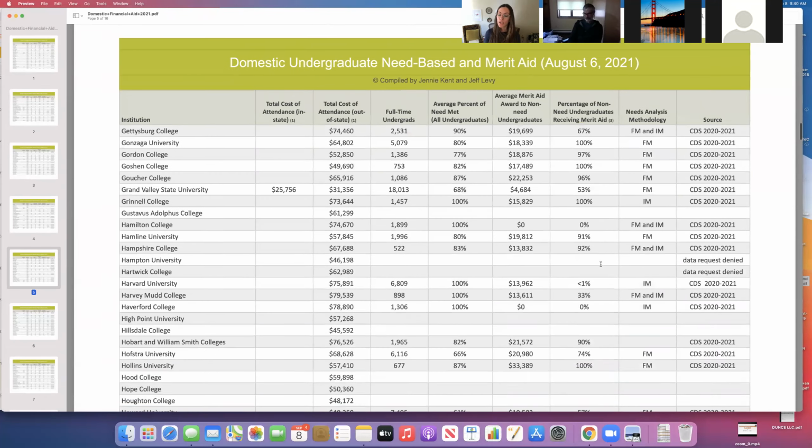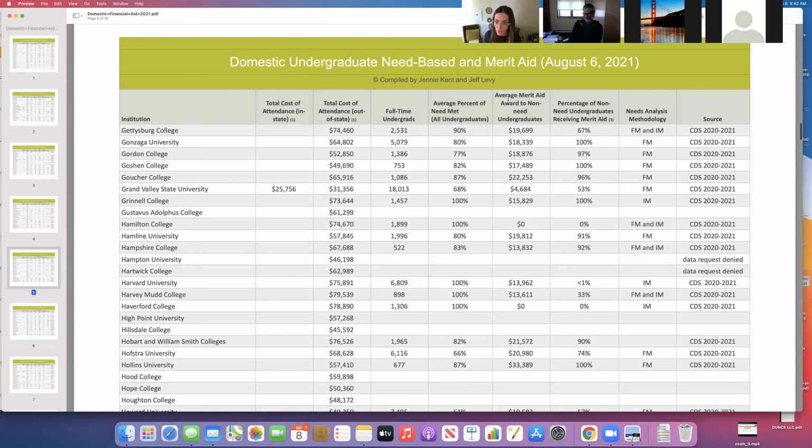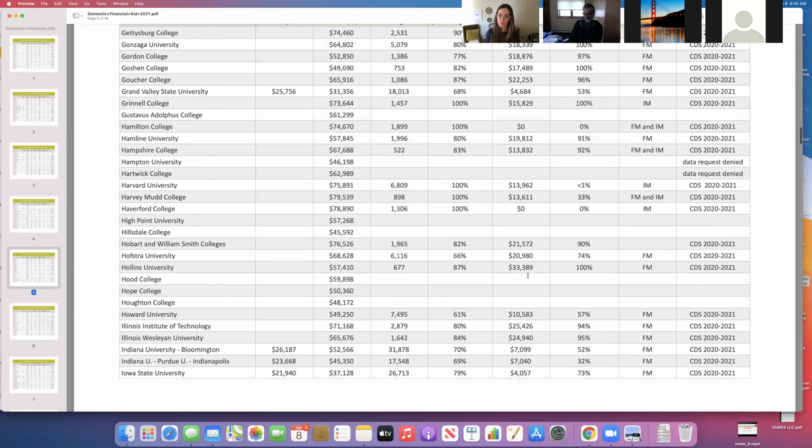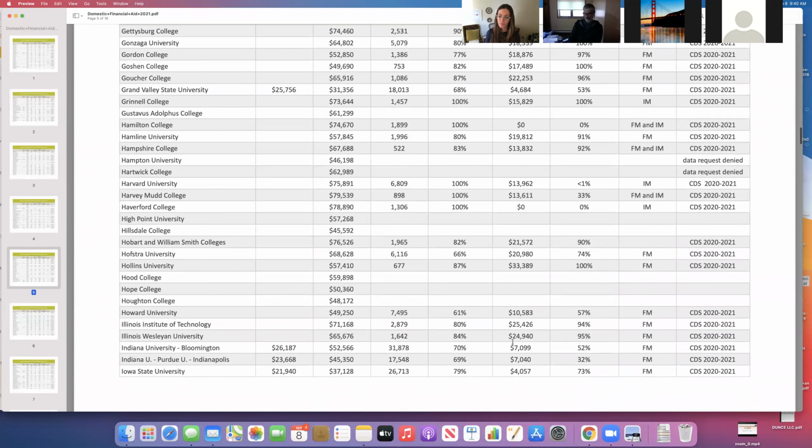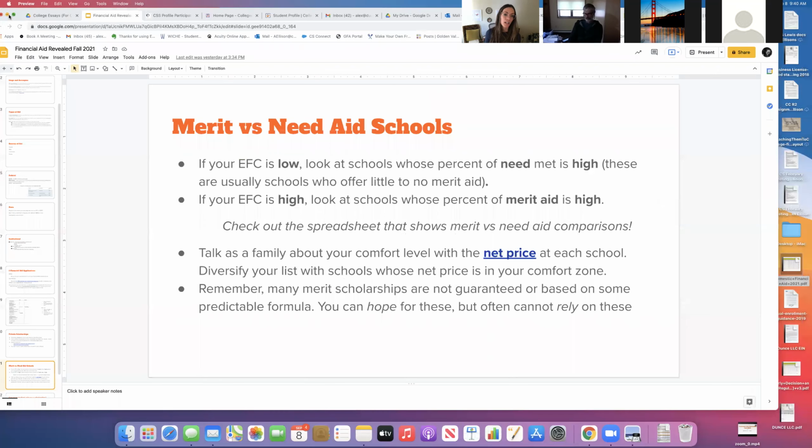So, and by the way, you have to look at this average merit award. That's the dollar amount that a typical student is receiving in merit aid. Okay, questions about that? That's also a figure you can find when you're looking at a school's profile. In College Board, it'll tell you the percent of need met, and then the average merit award offered. So you can see that in each school's profile on the College Board website.